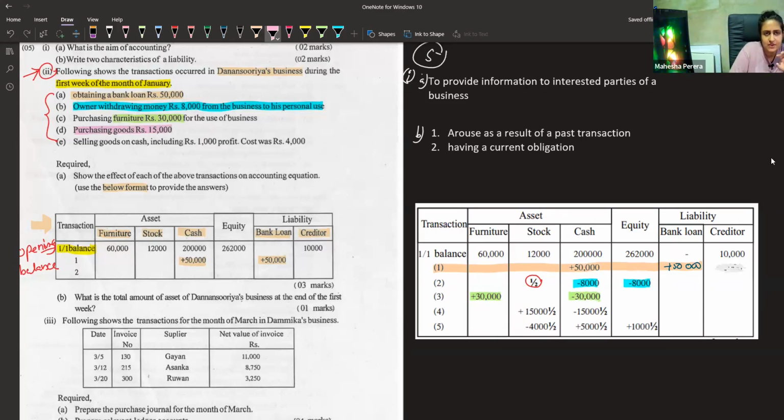So definitely when we purchase on a cash basis, our cash value goes down by 15,000 rupees.